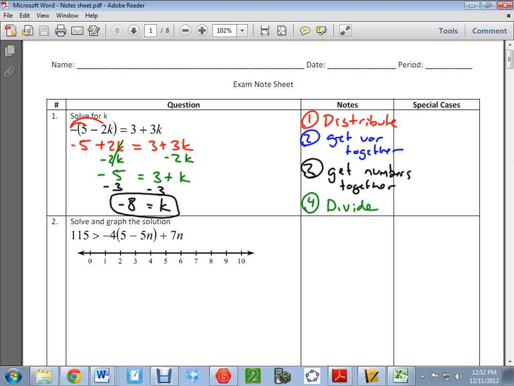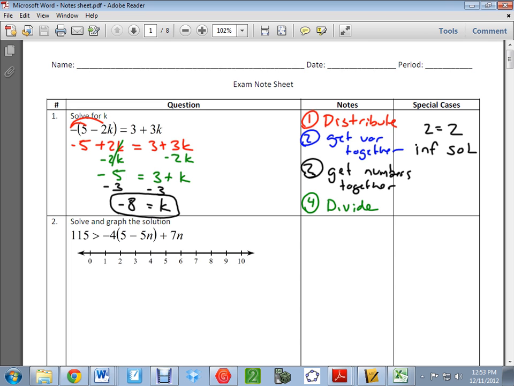There are two special cases that could come out of an equation like this. It's not common, but it does happen. The first special case is if you are solving and you get a number is equal to itself. So if you solve it, you subtract the 3k from both sides or something, and suddenly all your k's are gone, and you get 2 equals 2. This is an example of what is called infinite solutions.